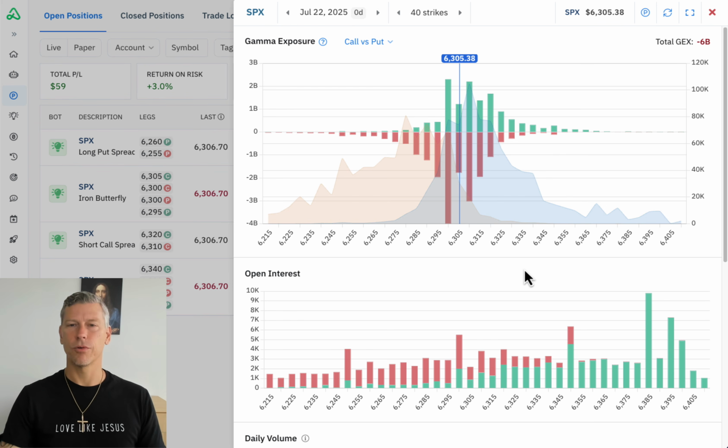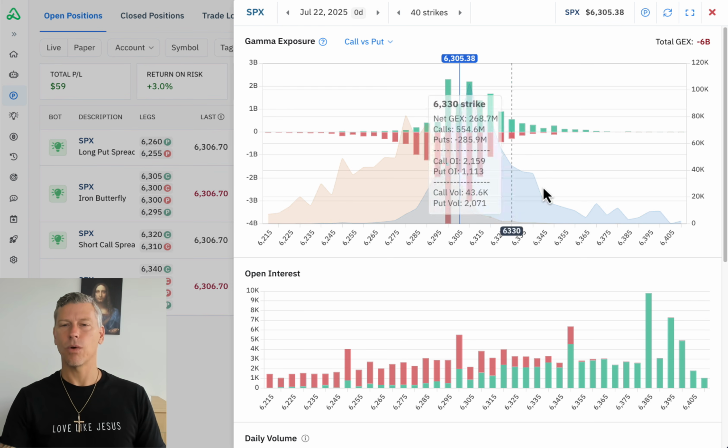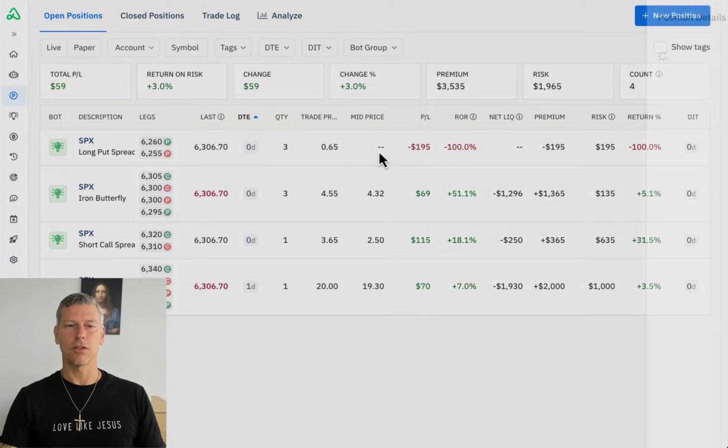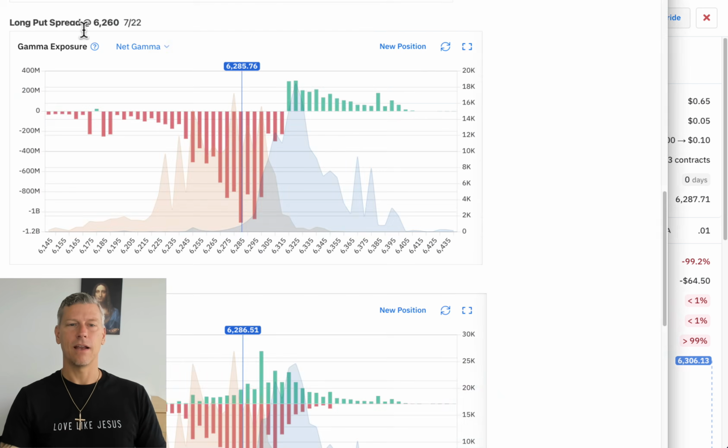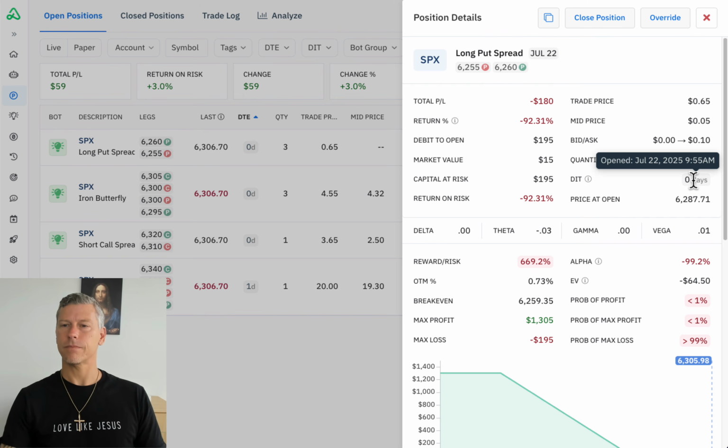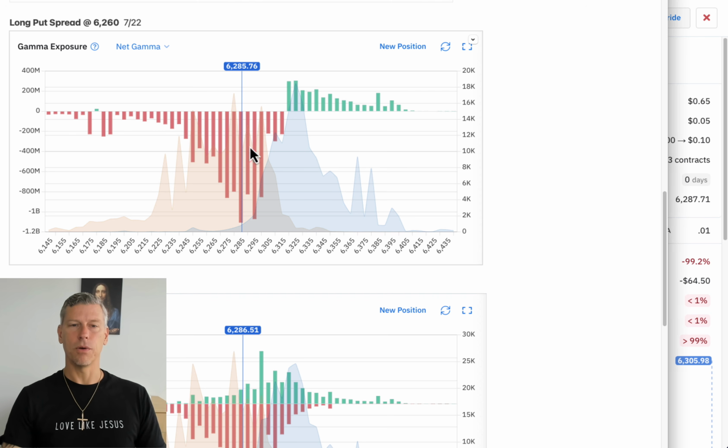So let me walk you through a series of trades that I made and where this chart was when I actually made those trades. Really early in the morning, I traded this long put spread. As you can see, the price at that time was 6,287. And if we look at what the chart looked like early this morning around 9:55 a.m., you can see that we were deep in negative territory here. And as you can see, the chart is also a little bit different.